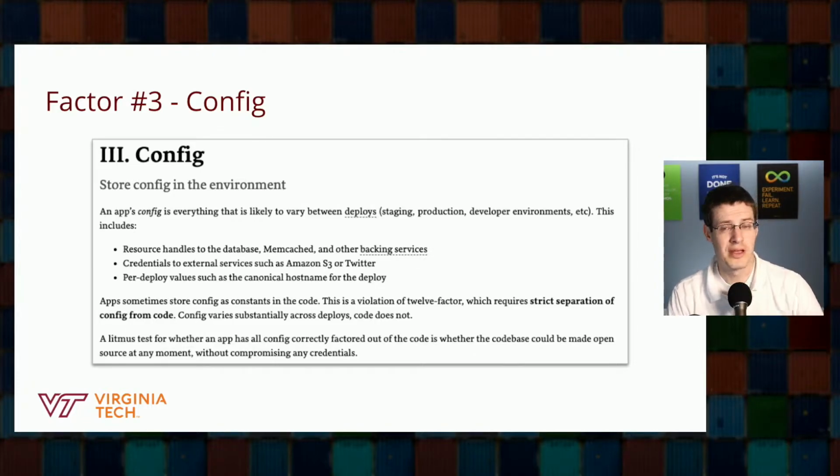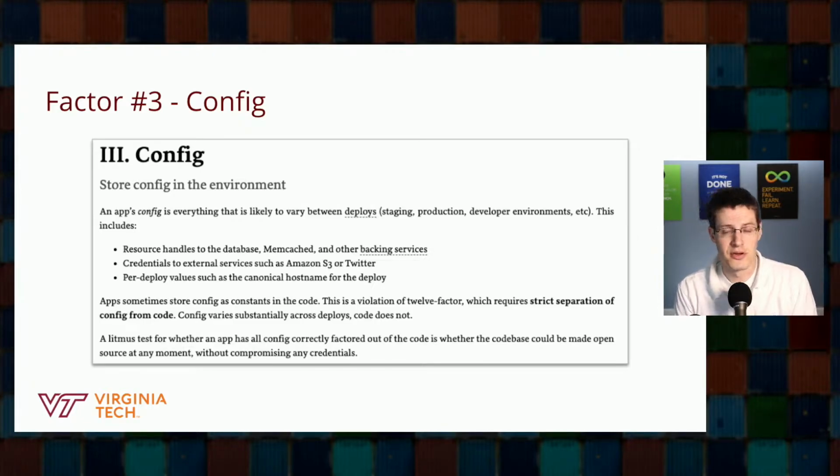And it says store config in the environment. Okay, an app's config is everything that is likely to vary between deploys. So whether a staging, production, development environment, or local on your machine versus in the cloud, whatever. This includes resource handles to the database, to Memcache, which is a caching service, other backing services, credentials to other services such as S3 or Twitter or any other API keys, as well as pre-deploy values such as what host name. If I'm going to do redirects, what host name am I using?